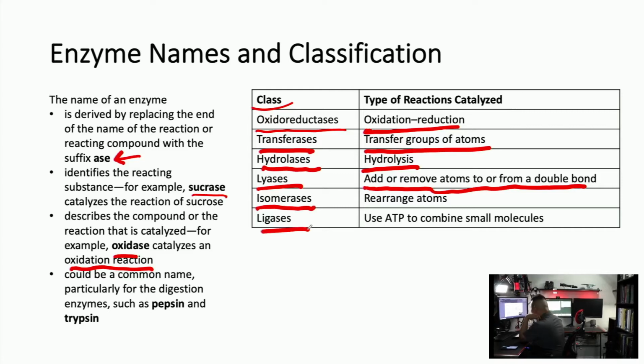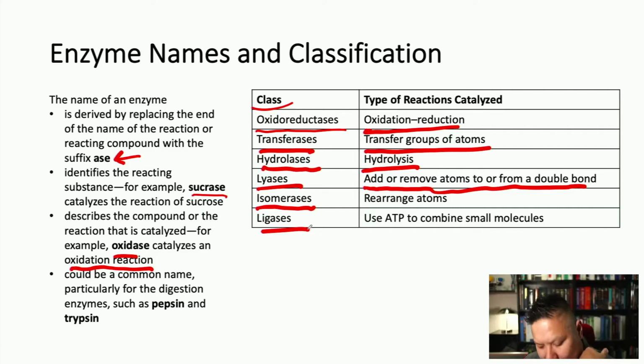And then ligases, I'm a big fan of ligases. We use a lot of ligases to splice DNA molecules together. Those use ATP to combine small molecules together, but in my case, I used ligases to combine long molecules of DNA together. So those are the classes of enzymes.